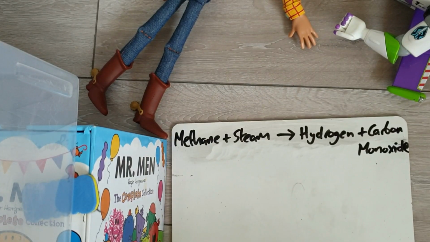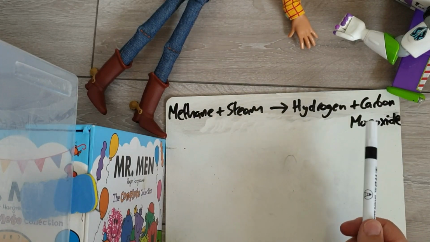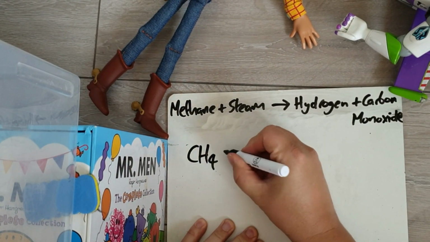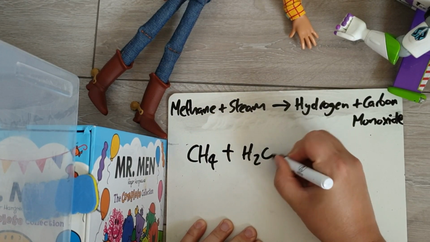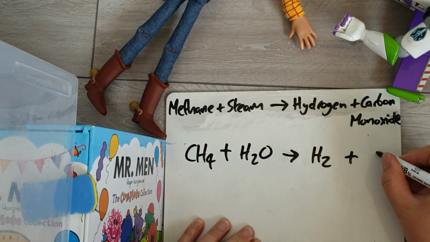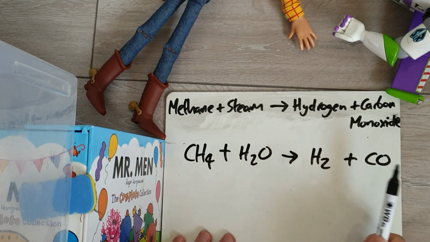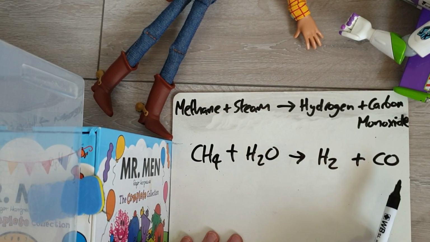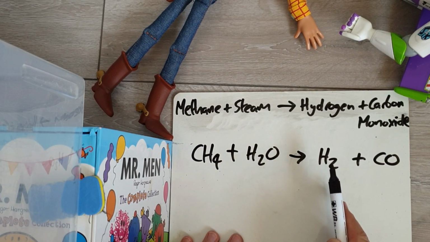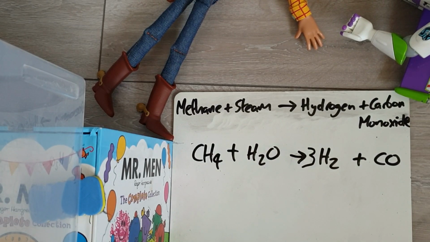So this reaction, you can use methane and steam to make hydrogen and carbon monoxide. So methane is CH4, steam, just water, H2O, and we're making hydrogen, which is H2, and carbon monoxide, CO. Let's balance it. 1 carbon, 1 carbon, 1 oxygen, 1 oxygen, 4, 5, 6 hydrogens. So we need to put a 3 in front of this one. 3 times 2. So that's our balanced equation.